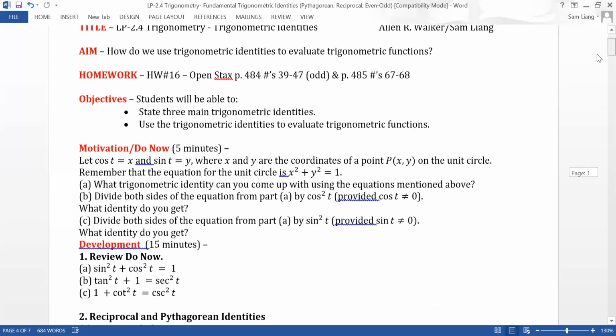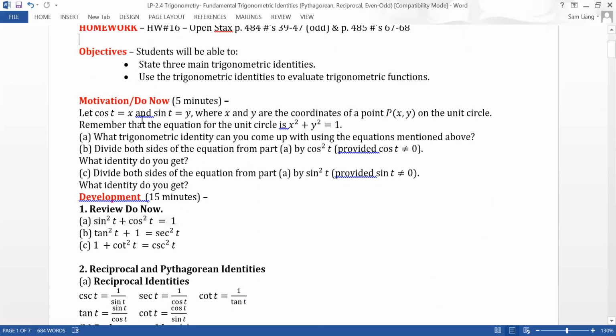All right, here we are. So we know that cosine t is equal to x. We're going to let that equal x. And then sine t, we're going to let that equal y. So we're just going to plug it in. So cosine t is x. We're going to get cosine squared t for this part, and then plus sine squared t for that part, and that equals 1. Okay, so that's your answer for part A. Sine squared t plus cosine squared t equals 1. Okay, so this is our first trig identity.